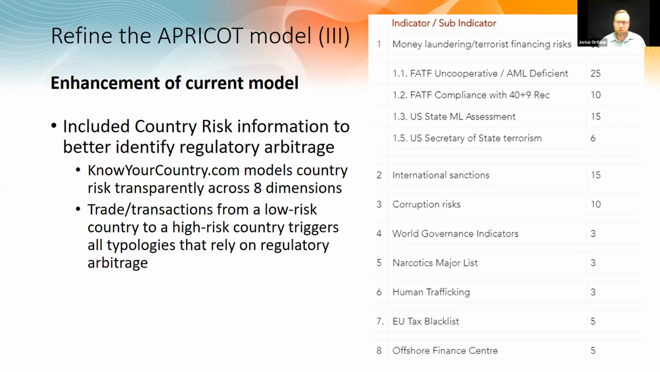So this country risk scoring model is now also considered in particular to identify the typologies that are in effect if you are performing transactions from low risk regions into potentially high risk regions. This isn't necessarily a sanction issue, but it's mostly related to regulatory arbitrage and the exploitation of the variances in regulations between specific regions.